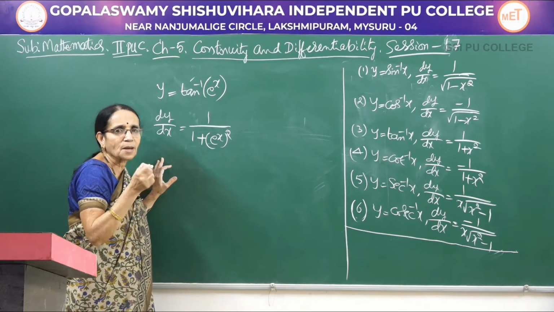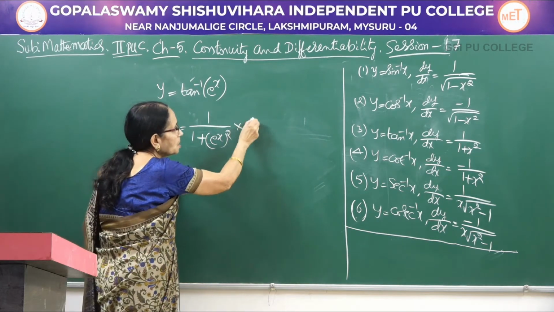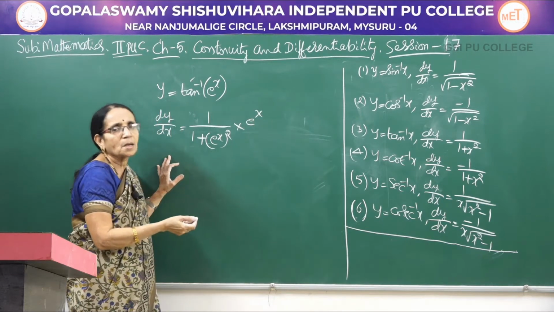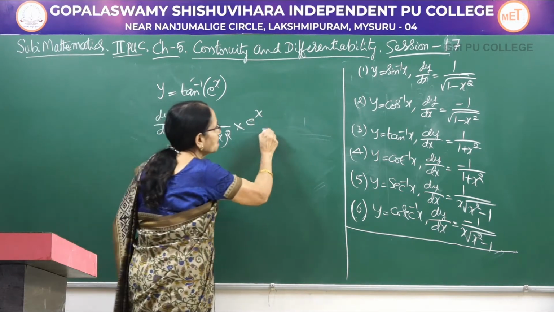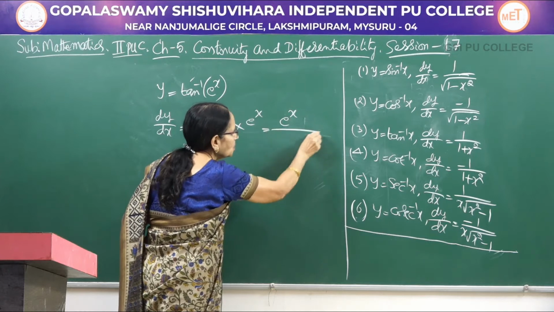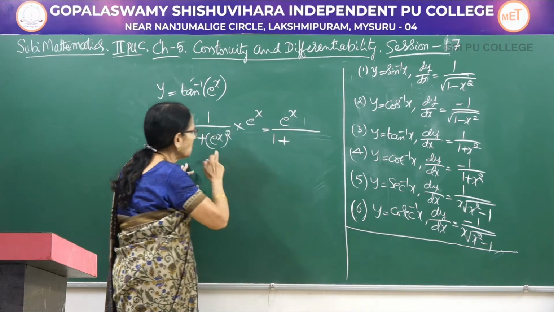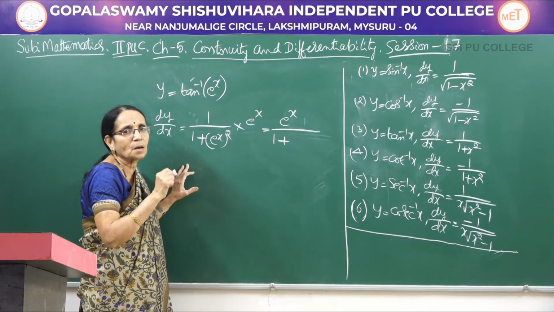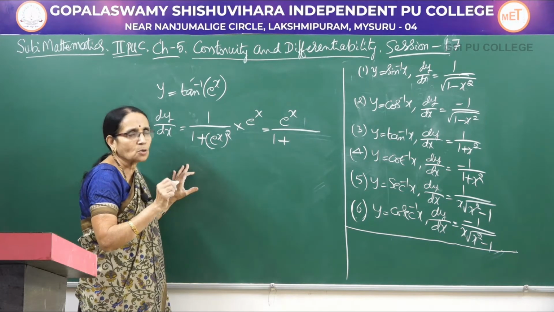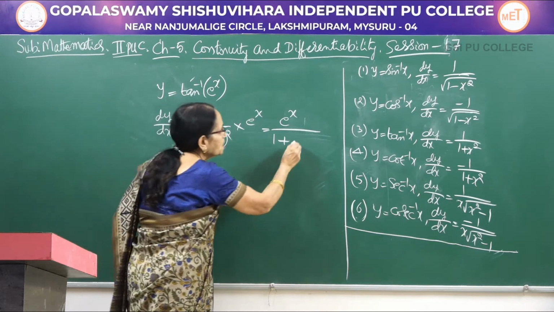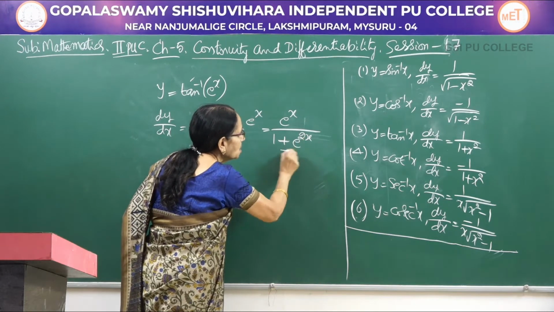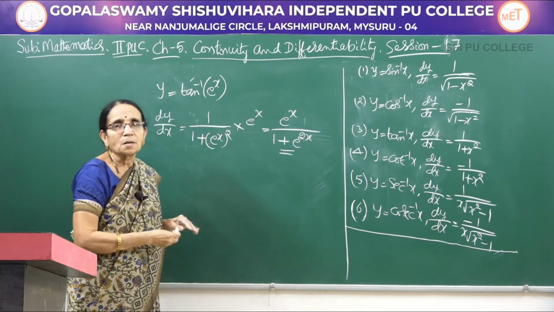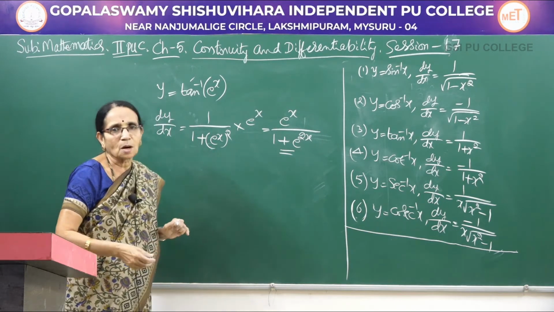Now e power x is again a function of x. What's the derivative? That is again e to the power x. So how do you write this one? Numerator e to the power x over 1 plus e to the power x whole square. I am using the law of indices: a power m whole power n is a to the power m into n. So I can write it as e to the power 2x. So this is the derivative of tan inverse of e to the power x.